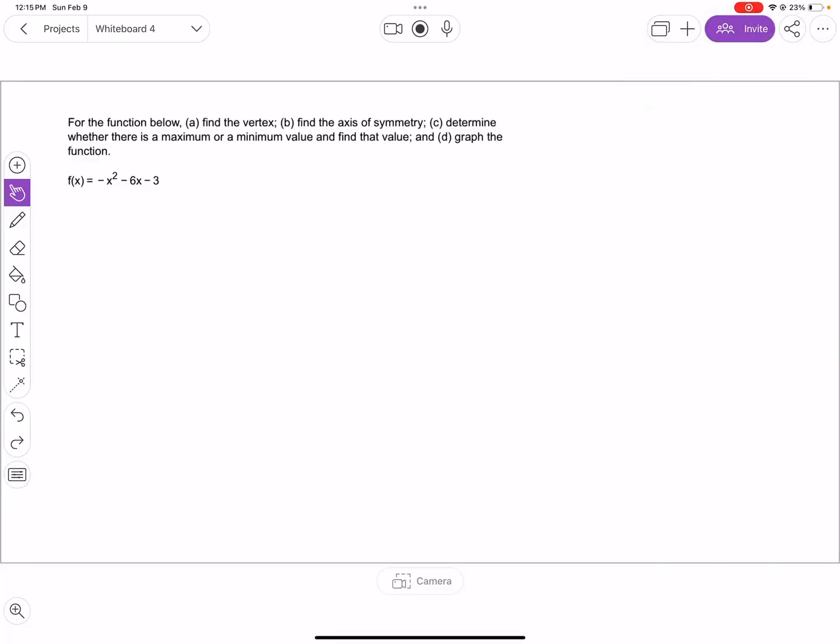All right, here's a good question. It asks you for that function to find the vertex, find the axis of symmetry, whether there's a max or min, find that value, and then graph.